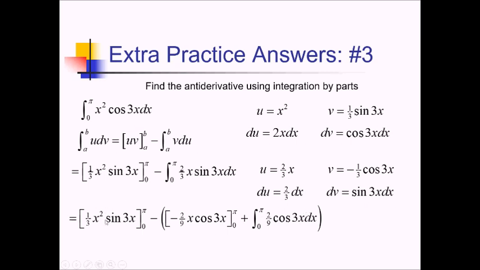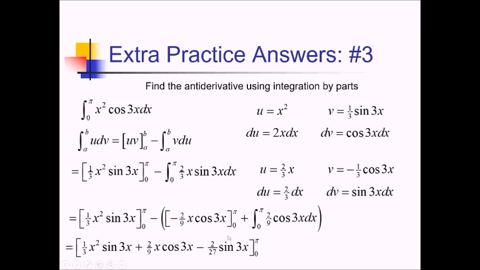So I've got the stuff that I originally had, 1/3 x squared sine of 3x. That hasn't changed yet. And now I'm going to throw also in this evaluation box minus minus, that's going to be a plus 2/9 x cosine of 3x. And now over here, I need the antiderivative of this stuff. So this would normally be positive 2/27 sine of 3x. But because I have this negative out here, this is going to be a minus 2/27 sine of 3x. And that goes in my evaluation box as well. I can put all these in the same box because they're all being evaluated from 0 to pi.